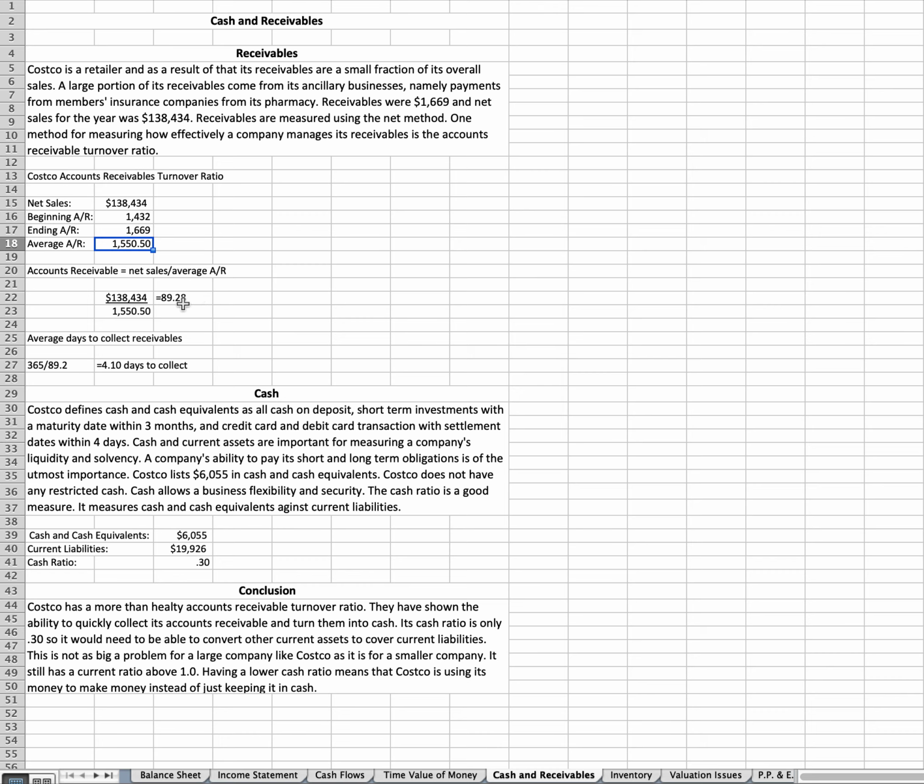Using the accounts receivable and the average AR and total sales, we can get the AR turnover ratio of 89.28. That equals 4.10 days to collect. So Costco has an amazing ability to turn its receivables over and collect cash.